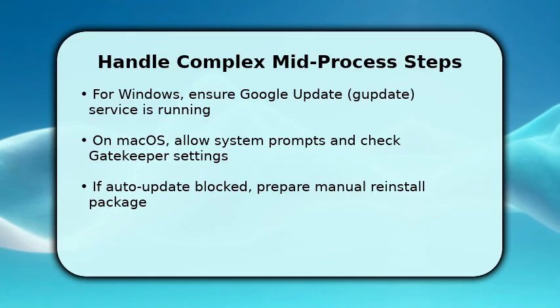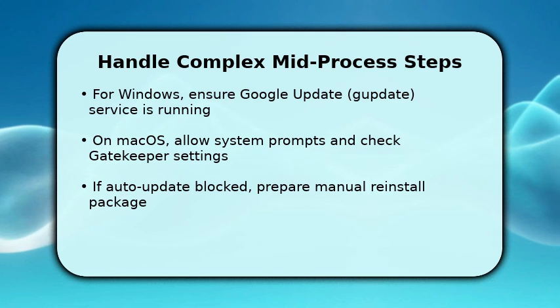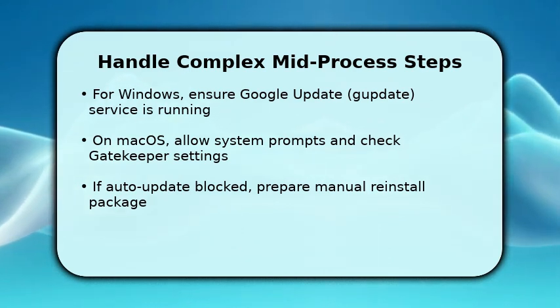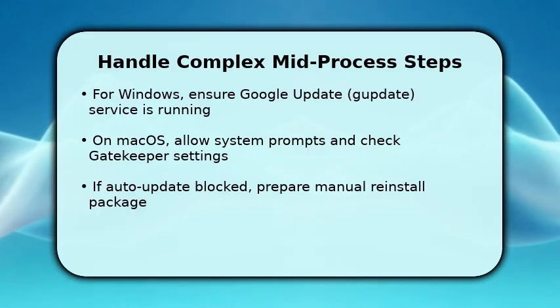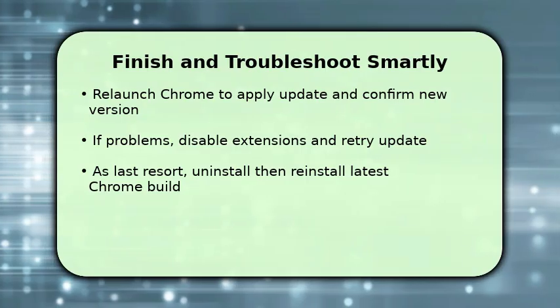Once the update finishes downloading, clearing a small cache and quitting extensions that lock files helps the installer complete cleanly before you relaunch Chrome. You finish by relaunching Chrome when prompted. After restart, go back to About Chrome to confirm the new version and security patches.